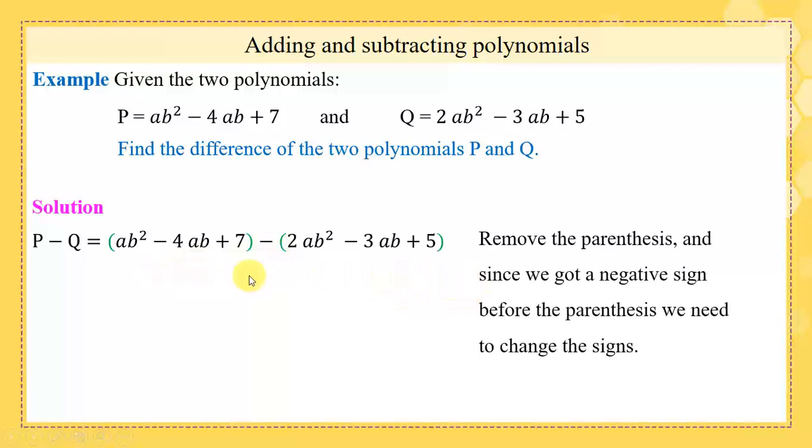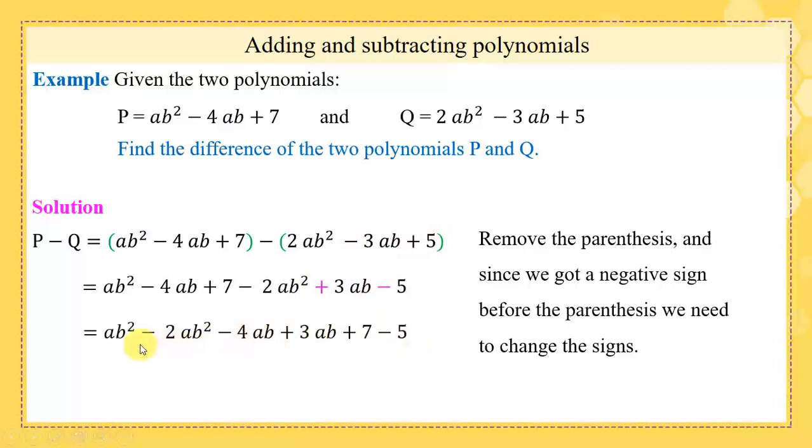In the second step, to remove the parentheses, we should be aware that outside the parentheses we have a negative sign. So when we remove the parentheses, we need to change the sign of every term inside the parentheses. The negative sign should become positive and the positive sign should become negative. In the third step, we arrange similar terms together. In the fourth step, we do the addition and subtraction.